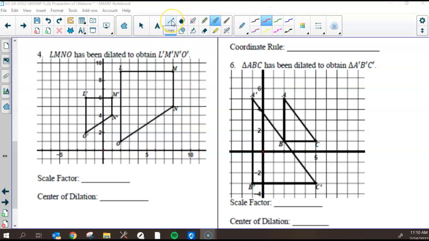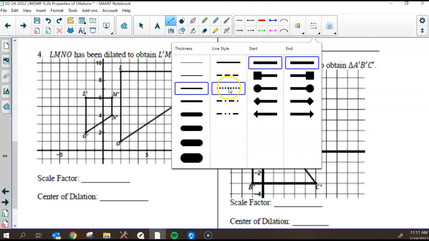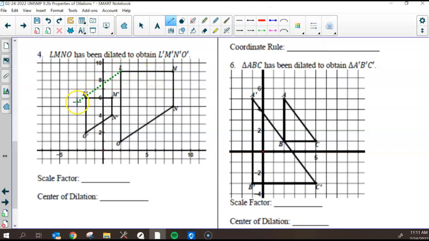The first thing that I'm going to do is I want to try and find that center of dilation. So I'm going to connect these corresponding points with a line, L to L prime, and I'm just going to extend it back far enough that I can maybe see where it might be intersecting. And same thing, M to M prime, extending that back. N to N prime, extending that far enough back. Hopefully you can start seeing an intersection. O to O prime, connecting that with a line but extending it back. And how about that? Looks like they are all intersecting in one spot.